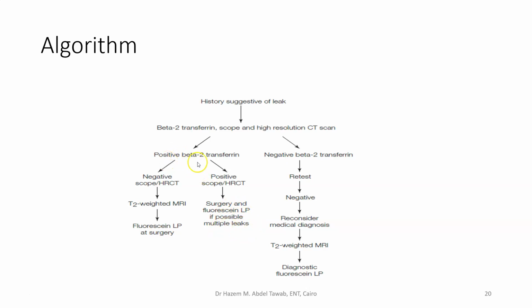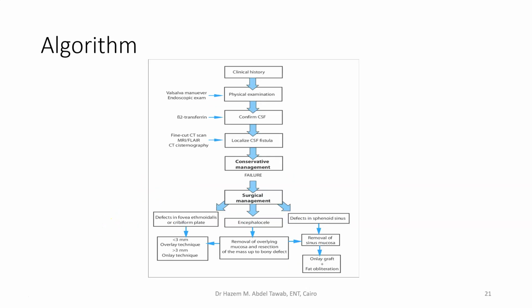But if after positive beta-2 transferrin you did not find the defect by the scope or CT scan, then go for MRI T2. Then you go for the fluorescein at the time of surgery, as we have said, before anesthesia, in order to confirm the diagnosis and see that you have closed the defect well. This is for this algorithm, and we have another one.